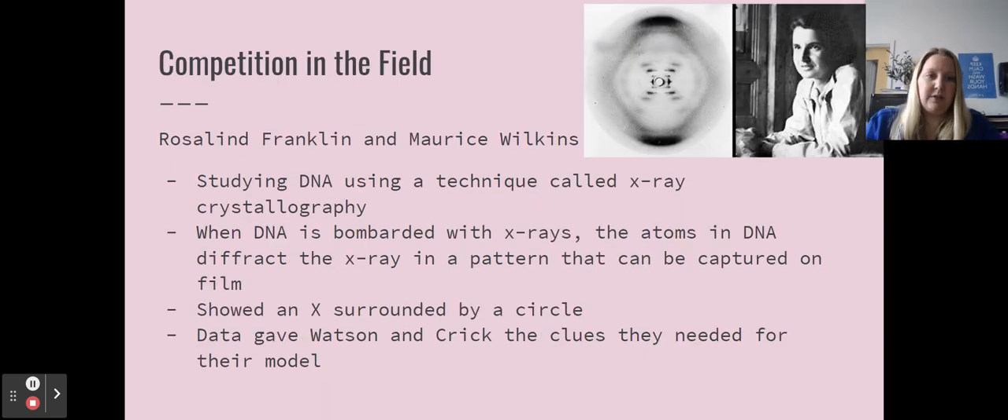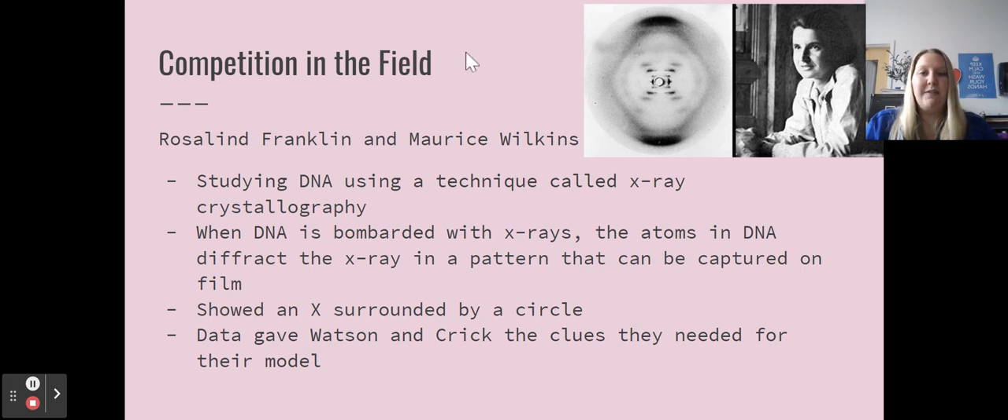There was a lot of competition in the field at the time to discover the structure of DNA. Watson and Crick were supposed to be studying proteins, but they were highly fascinated by the challenge that DNA posed. Rosalind Franklin and Maurice Wilkins were 2 scientists at another university in London. They were studying DNA by using a technique called X-ray crystallography. This bombards DNA with X-rays, and the atoms in DNA diffract into an X-ray pattern that is captured on film. There's then a big mathematical equation to help differentiate what that pattern means.